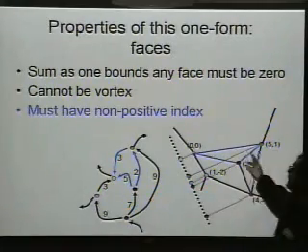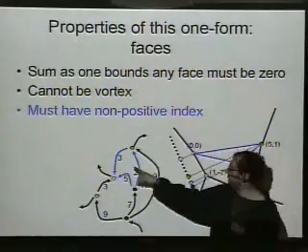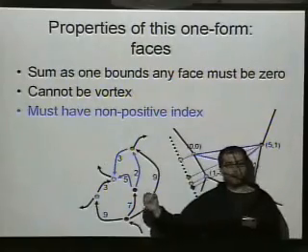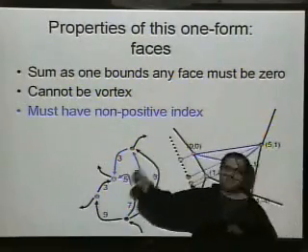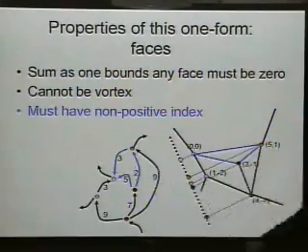All right. So what does this mean now? This means it can't be a vortex. So in this one-form, this face has to have a non-positive index. It could be a 0, a -1, a -2, a -3, but it can't be a 1, because a 1 is a vortex and there can't be a vortex.